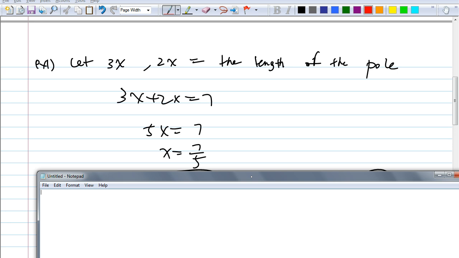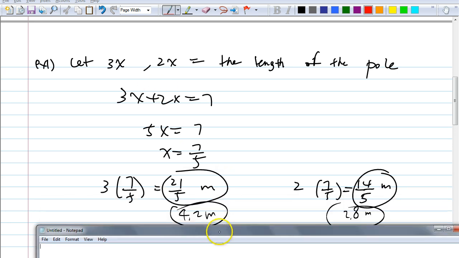So when you plug it in, right? How many people got 4.2 meters and 2.8 meters? Good. If you did it in centimeters, it would be what? 420 centimeters and 280 centimeters. Easy enough? Can you leave the answer in fraction? No, you're supposed to actually write it as a sentence.